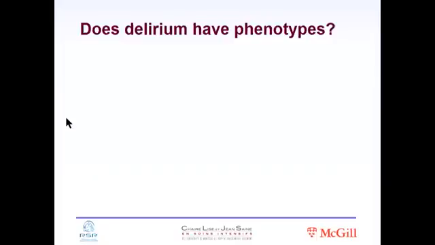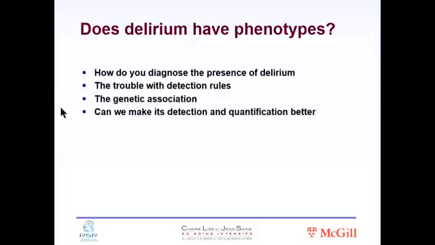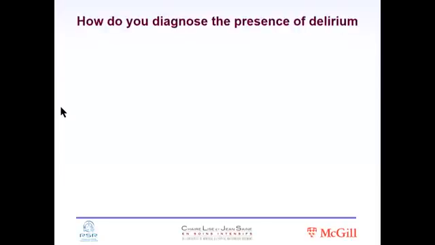So what I would like to do is to change the question a little bit and wake you up with a bit of an iconoclastic morning and ask the question whether delirium does in fact have phenotypes or not, and talk a little bit about the diagnosis of delirium without doing it in as structured a way as the subsequent speakers will, talk about the trouble with detection rules, and talk about the genetic association in one slide only, and then move on to trying to talk about how delirium detection and quantification can be made better, because that's really what we want. I want you to think back about the notion of diagnostic rules in psychiatry.